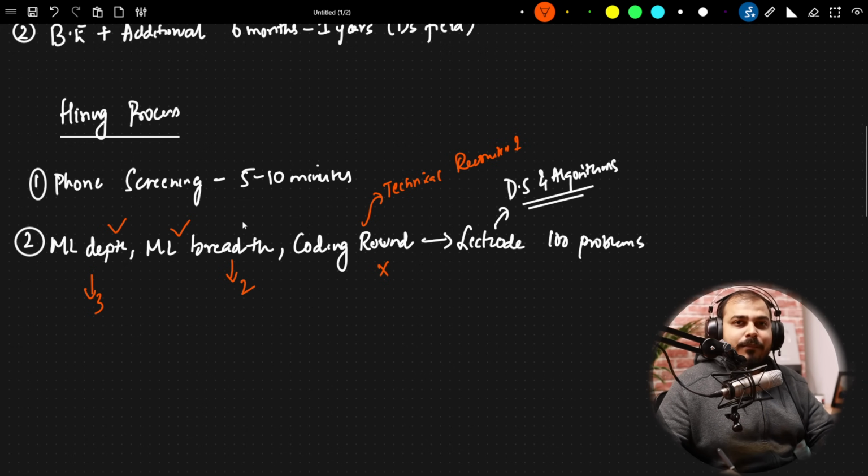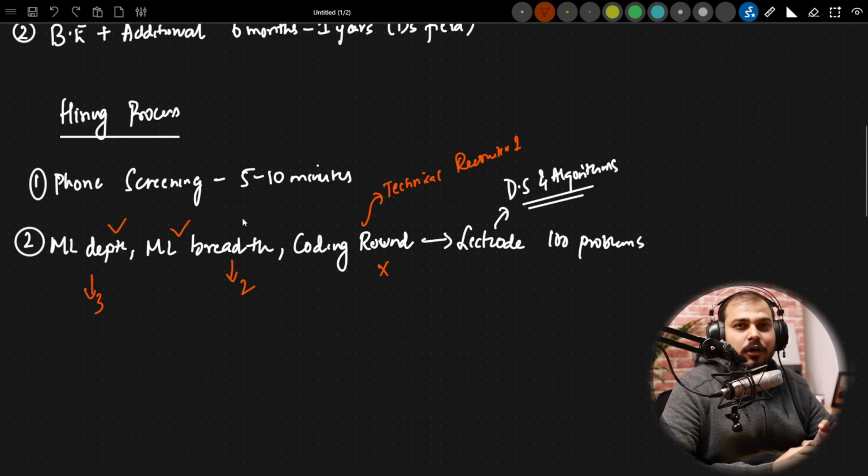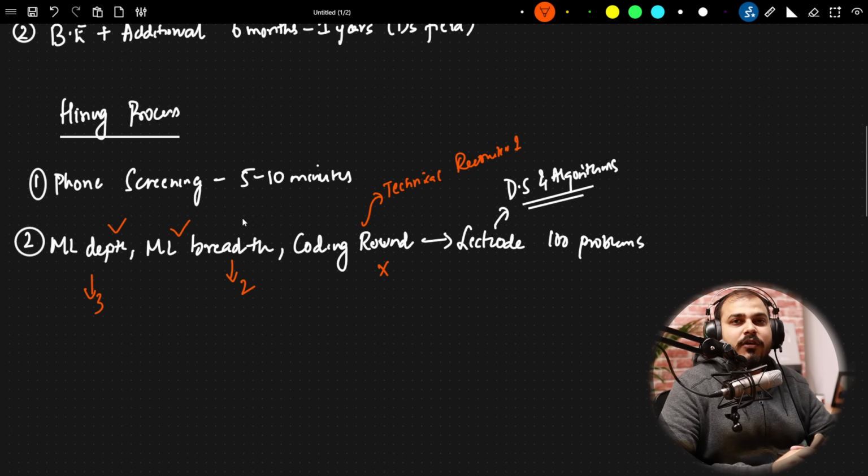Now in ML depth and breadth, they talk about machine learning algorithms. They'll ask you about different deep learning algorithms, the challenges you probably faced in your projects, and the entire life cycle you followed in your project itself. In ML depth, they may also give you case studies and use cases. They may ask you about different things.